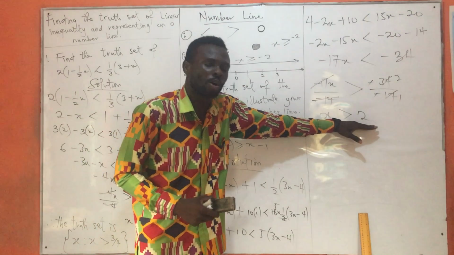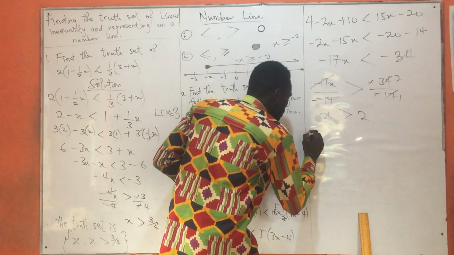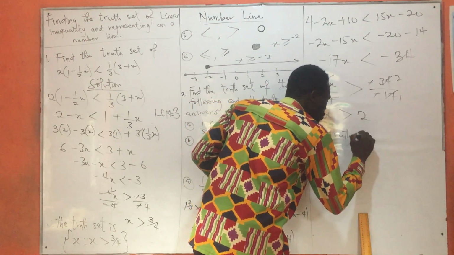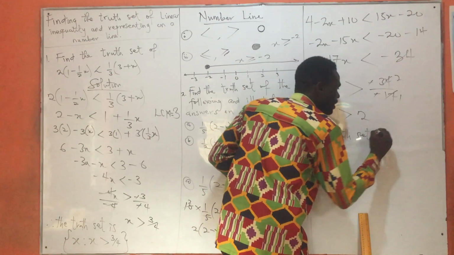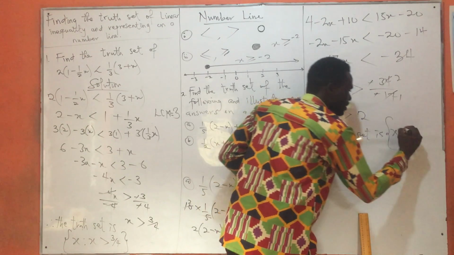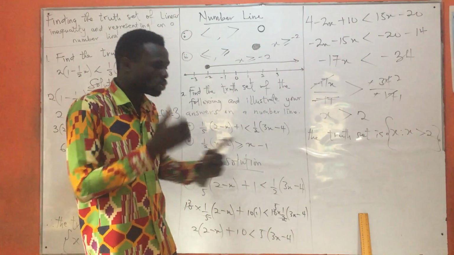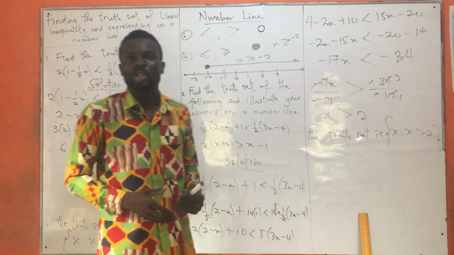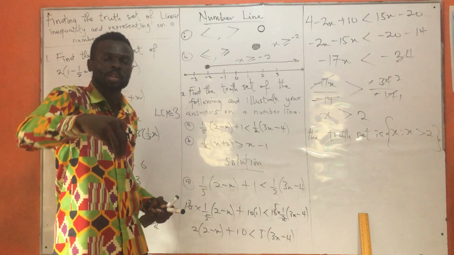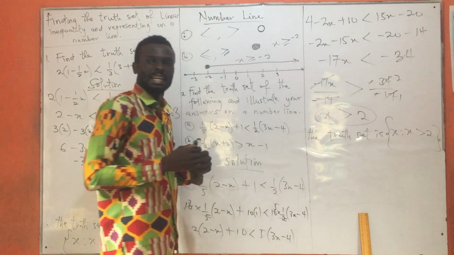So now that you have your x, state the truth set. So stating the truth set, we say the truth set is, introduce your curly bracket, x is such that x is greater than 2, close your curly bracket. So you have found and stated the truth set. What again are you supposed to do? Illustrate your answer on the number line. So we are coming to illustrate this on the number line.